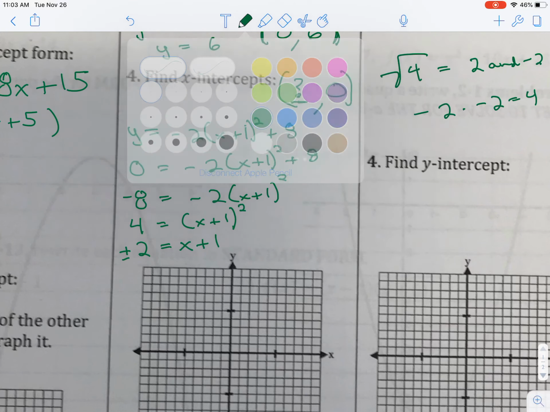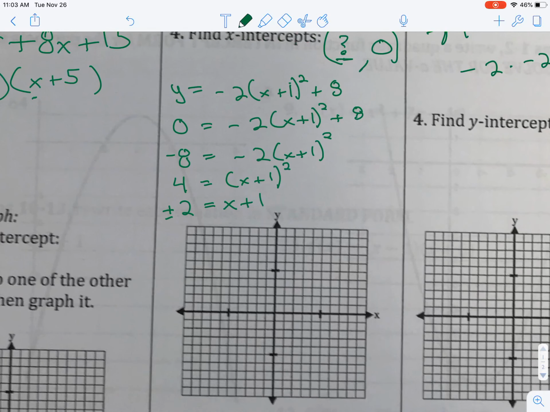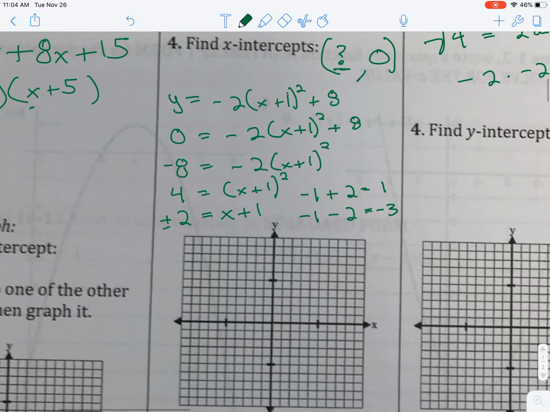So what we have now is positive negative 2 equals x plus 1. Now we're going to take away 1 from each side, and you have two answers. Remember, because the parabola crosses twice. So one of those answers is negative 1 plus 2, and one of those answers is negative 1 minus 2. And negative 1 plus 2 is 1, and negative 1 minus 2 is negative 3.